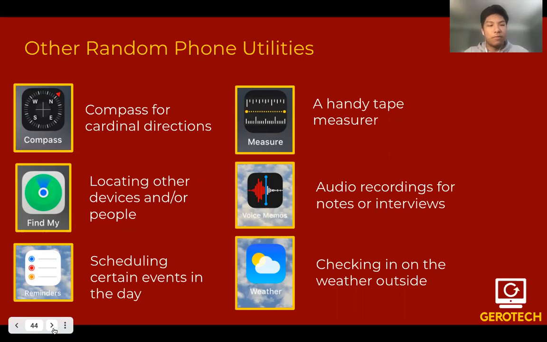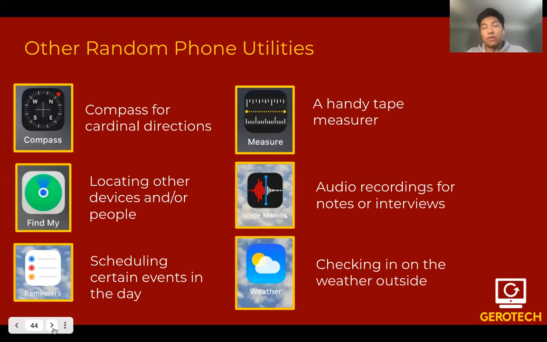A helpful one is Find My. So if you lose another device, for instance, you have your iPhone but you lost your iPad, or if you have your iPad and you lost your iPhone, you could use Find My to find certain devices. Recently, it's also been used to help find other people. So if you have family members who you share your location with, you could use Find My to see where they are. Voice memos for audio recordings, or if you need to have notes to yourself, or a diary that requires audio, things like that.